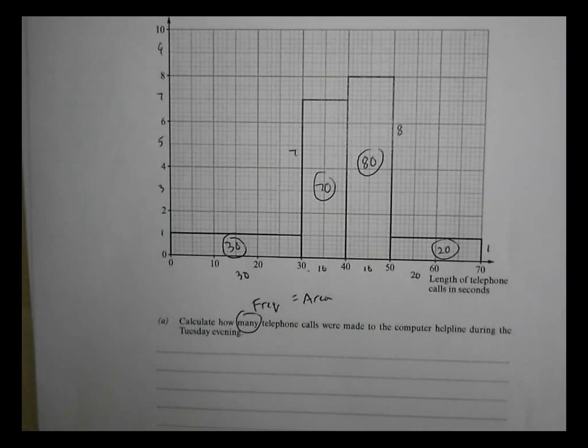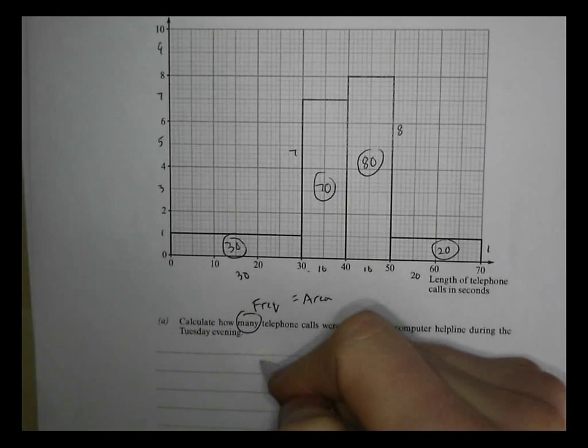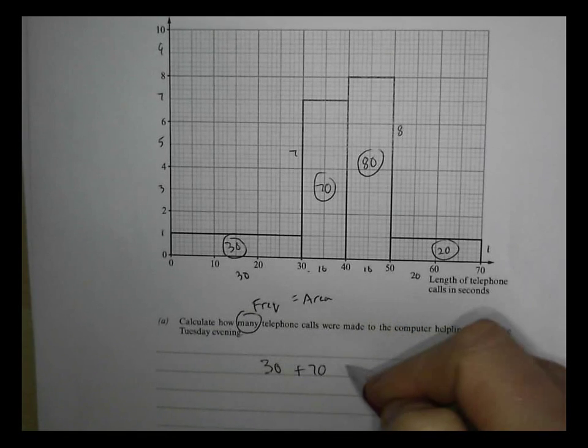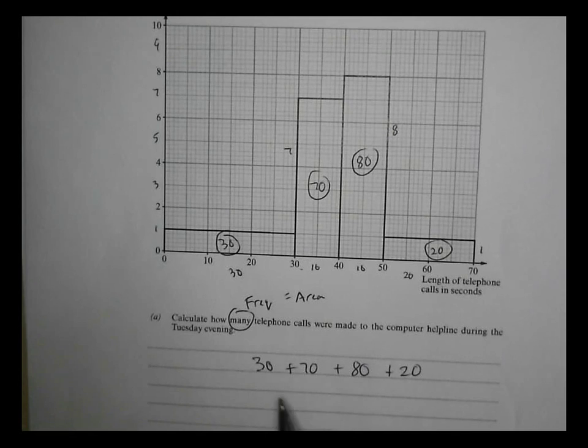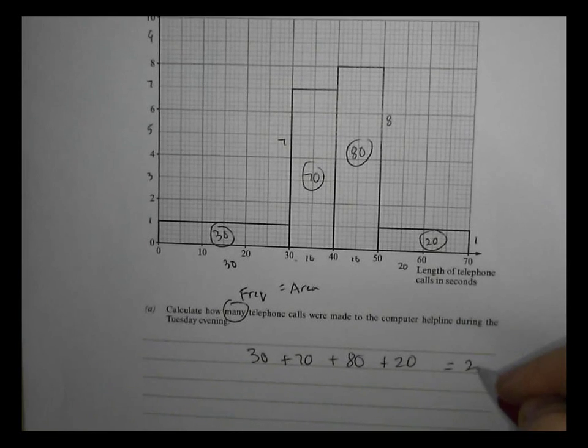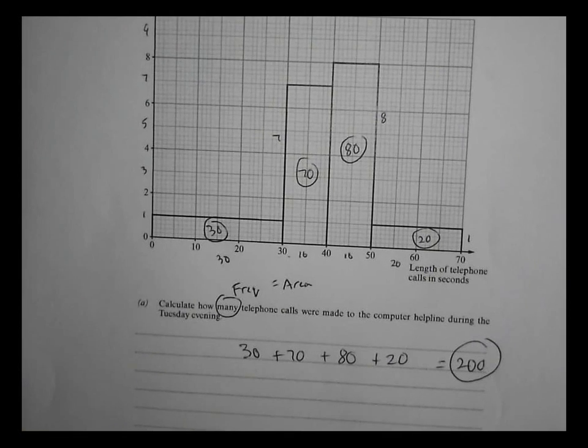So, to calculate how many telephone calls were made, we have 30 plus 70 plus 80 plus 20, and let's try this without a calculator. 30 and 70 is 100, 80 and 20 is another 100, so if my maths is right, we've got 200 calls being made there.